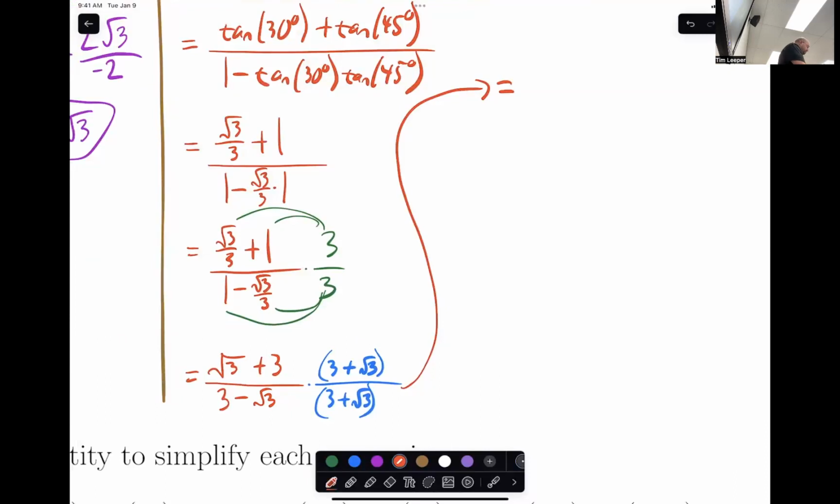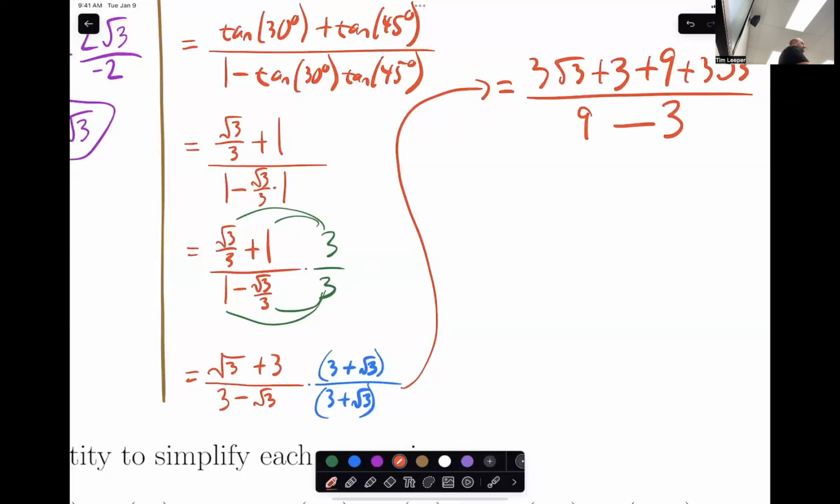Well, square root of 3 distributed, square root of 3 times 3 is 3 square root of 3. Square root of 3 times square root of 3 is just 3. 3 times 3 is 9. And 3 times square root of 3 is 3 square root of 3. Then all over the denominator, that's a product of conjugates, which gives us the difference of squares. Square the 3 gives us 9. Square the square root of 3 gives us 3.